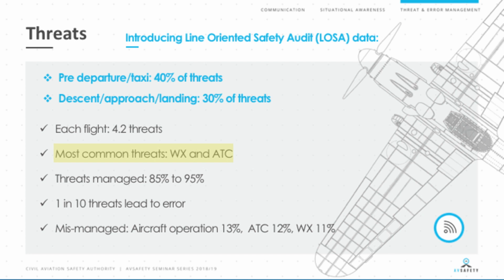The most common threats facing flight crew are usually to do with weather or air traffic control instructions, or trying to comply with what ATC tell the crew to do. 85 to 95% of those threats are quite successfully managed by the crew, but about 1 in 10 threats lead to some type of error by the flight crew in managing that threat. Mismanaged threats are mainly in the operation of the aircraft, ATC or weather related.